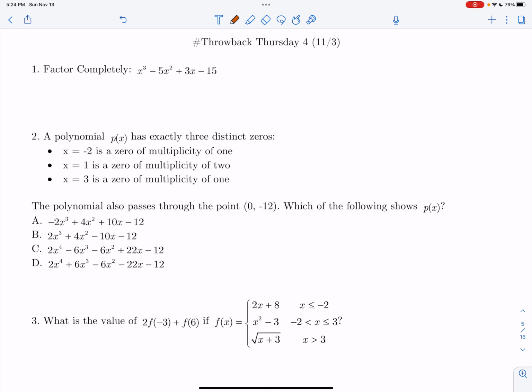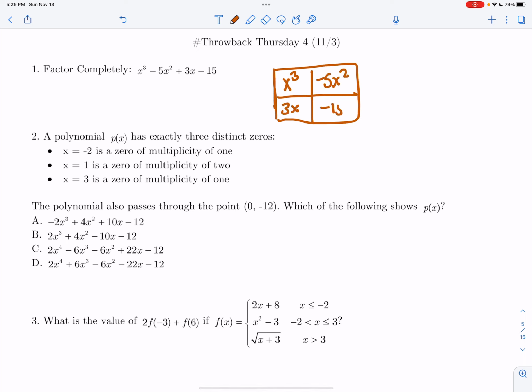Okay, I have problem set 4, which is on 11.3, and we want to factor it completely for number 1. So, factoring completely, you're going to use your good old box method, or factor by grouping, or whatever method you prefer, either grouping or box. Either way, you should get x minus 5 and x squared plus 3 as your answer.